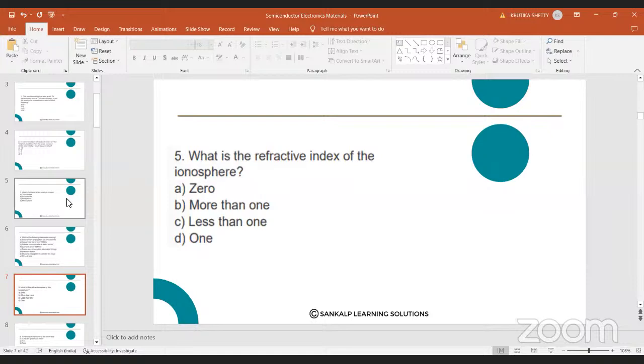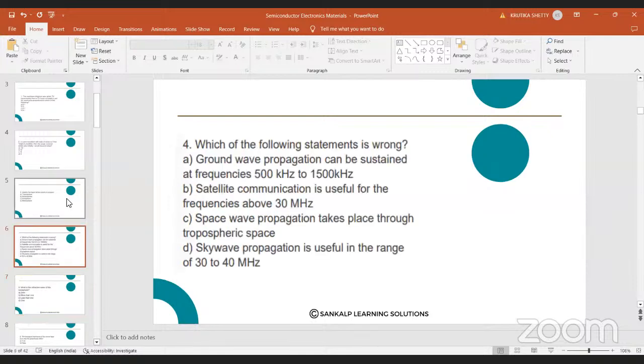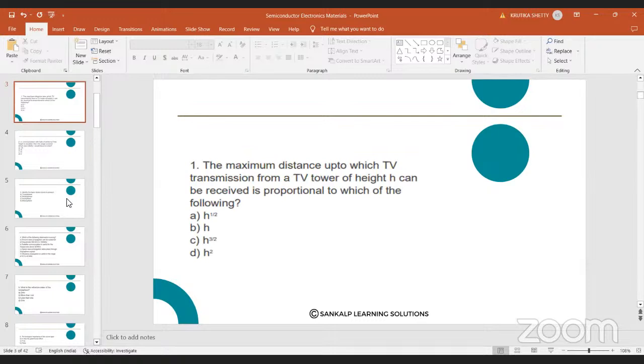Here actually the questions are a little mixed with your communication system also. So we will go according to the sequence only. Some questions are obtained from the communication system. Look at the first question: the maximum distance up to which TV transmission from a TV tower of height h can be received is proportional to which of the following.